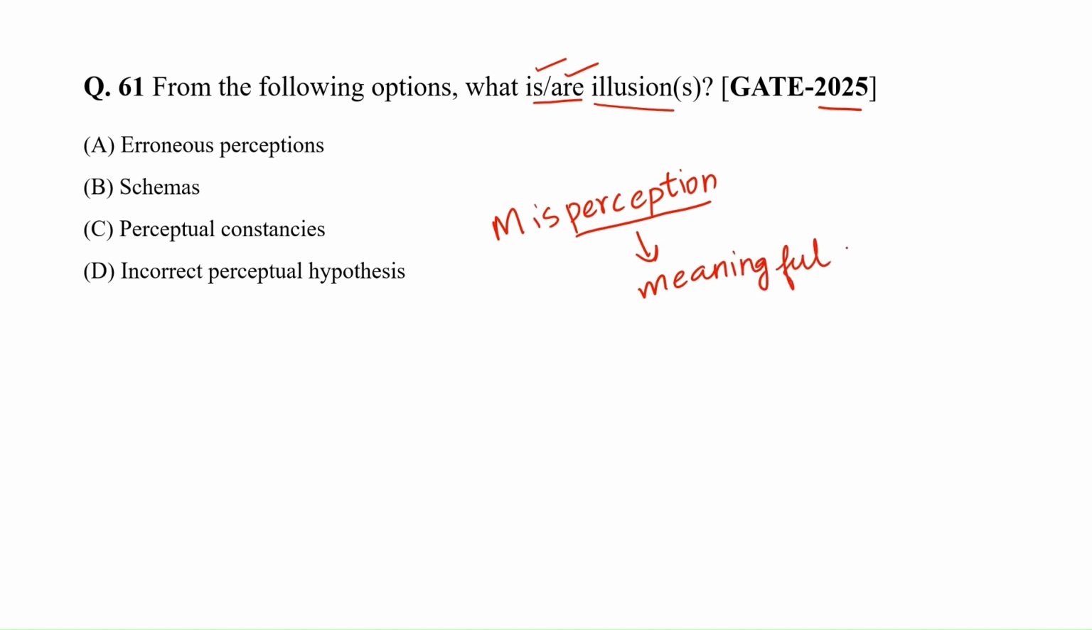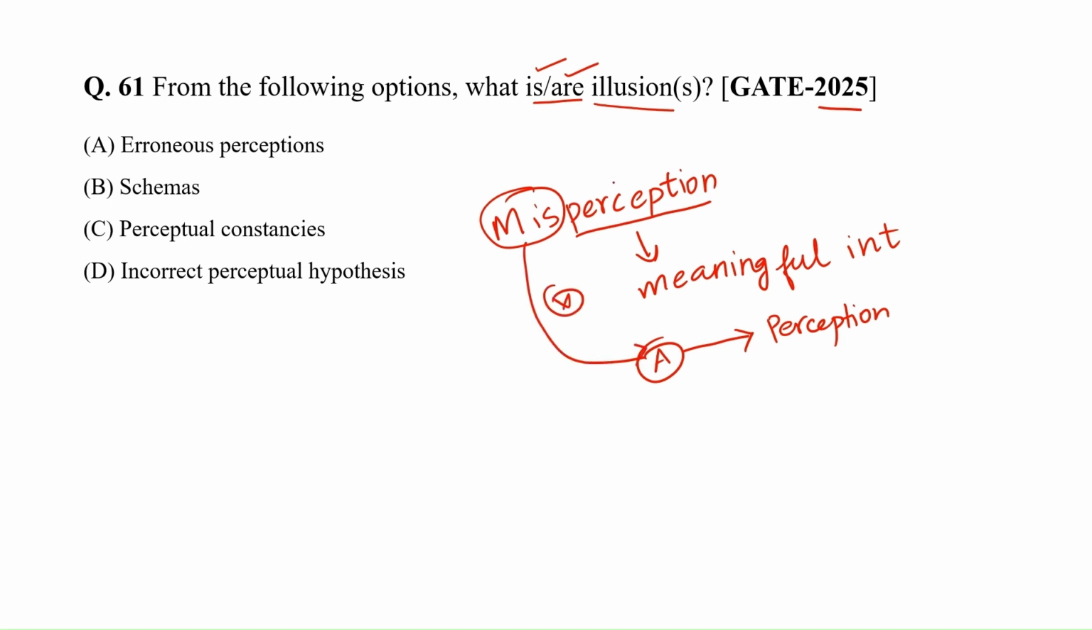Meaningful interpretation. So if there is a stimulus called A, we interpreting it in a meaningful way is called perception. And misperception is we wrongly interpreting it, and that misperception is called illusion. So this is the basic idea of illusion. Now let's try to understand what these four options are which they have given.